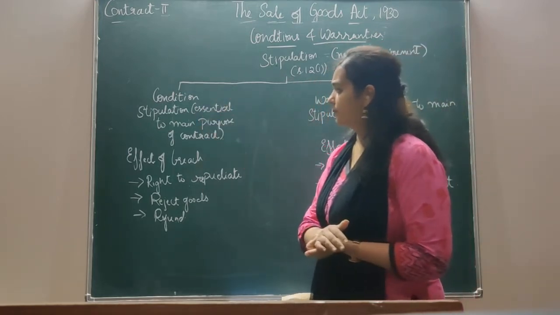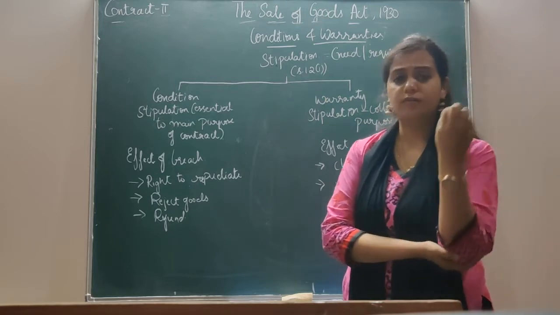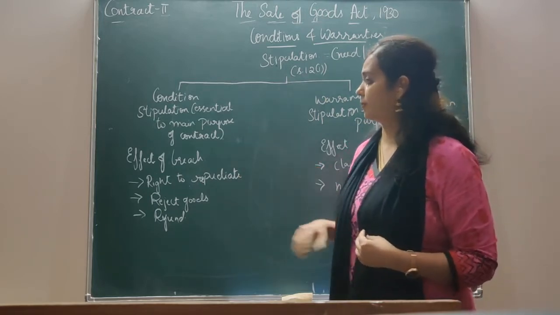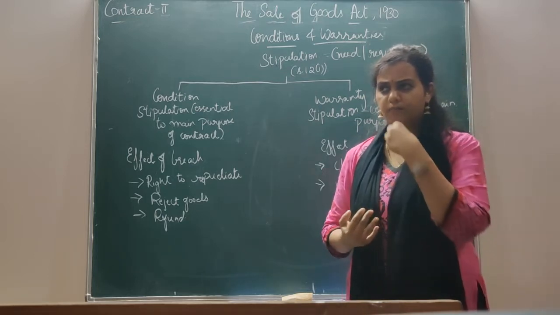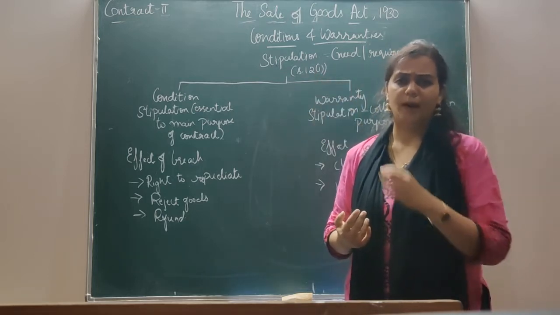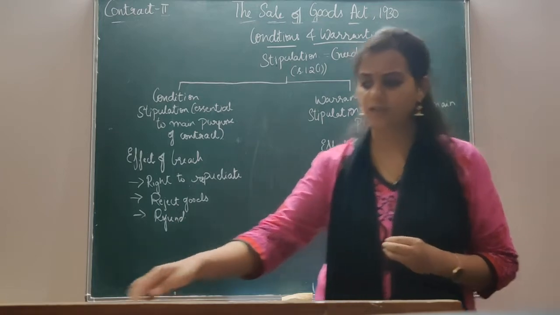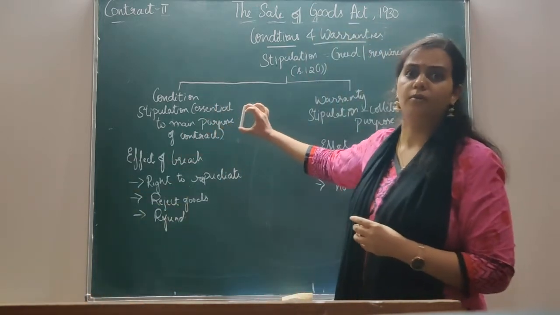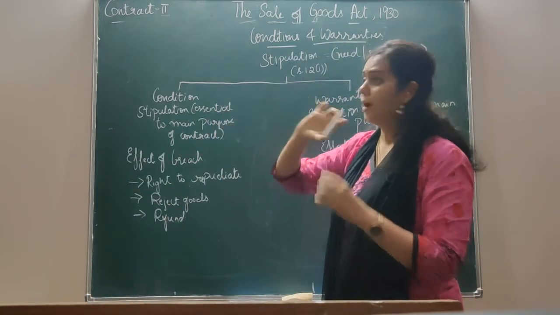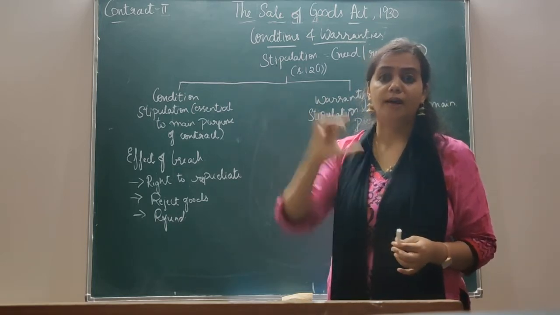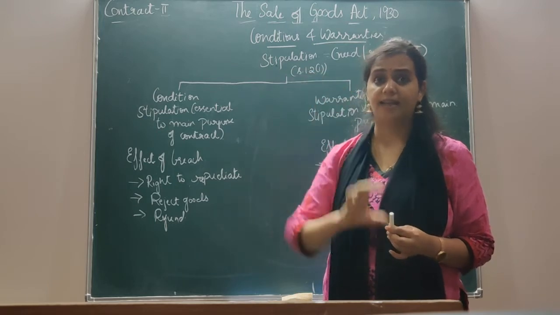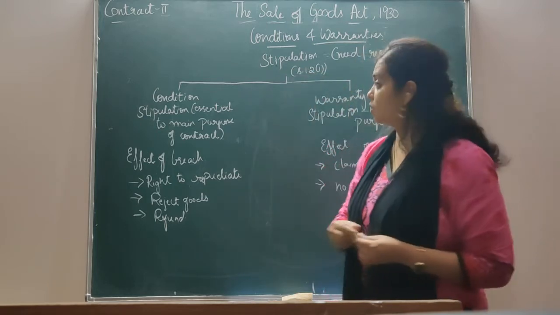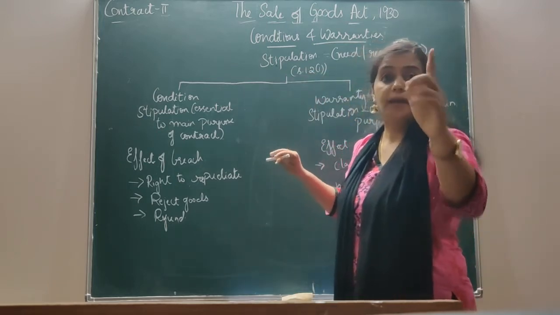Fine. After understanding the meaning of stipulation, we will get to know what is condition and warranty. Condition means it is one essential to the main purpose of the contract. So, why are you buying this product? You're buying certain products. Why are you buying this chalk piece? In order to write on a board. So that is your main purpose. Why are you buying a pen? To write neatly in an examination. So that is your need, that is your main purpose.